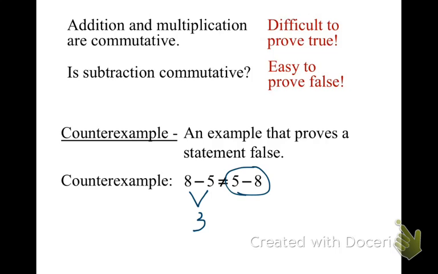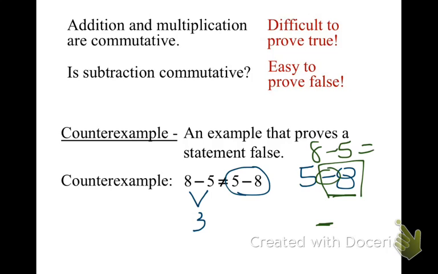Now, I have a 5 minus 8. Which one is the bigger number? The bigger number is 8. If you notice, 8 is a negative value, so my answer better be negative. I'm still subtracting, so let's flip them around. What's 8 minus 5? 8 minus 5 is also 3, but because 8 was bigger, I should have a negative 3. So I have a negative 3.